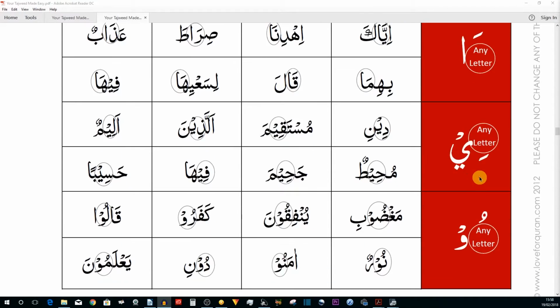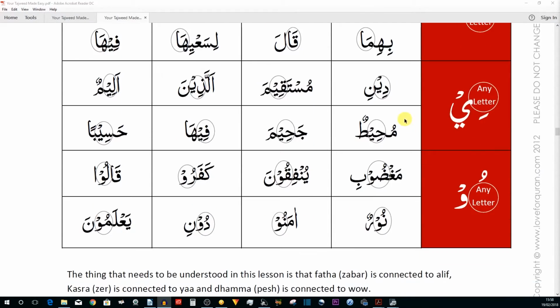Next set of letters, we're going to do kasra with a ya sukun. First word, dini. Next, mustaqima. Alladhina. Alimun. Next, muhitun.